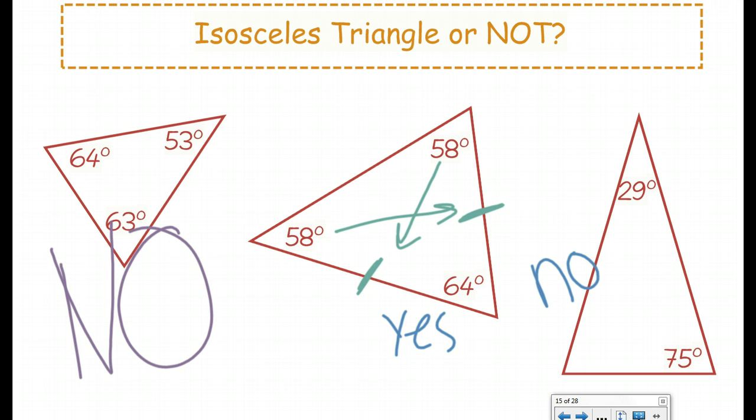This one we don't know yet. We haven't found the missing angle. Everyone do 180 minus 29 minus 75. What do you get? 76. So it was almost isosceles. He's trying so hard to be isosceles, but he didn't make the cut. 76 is not the same as 75, so the answer is no. Okay? What is this triangle? Acute. Very good.